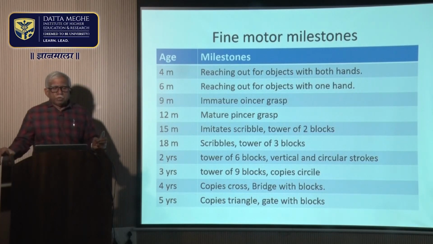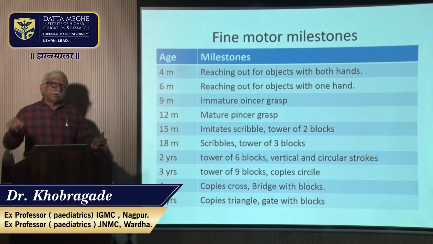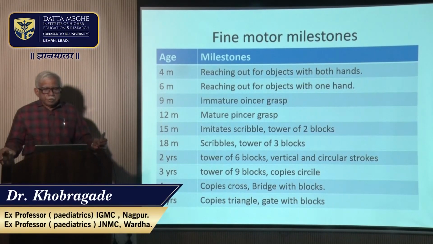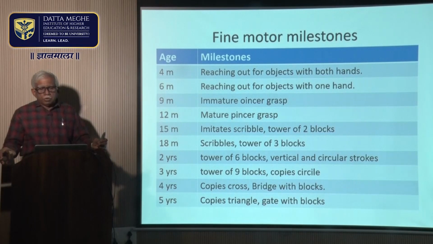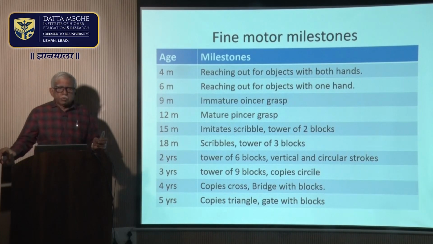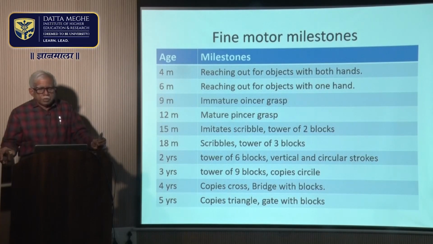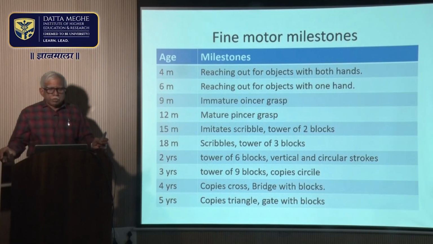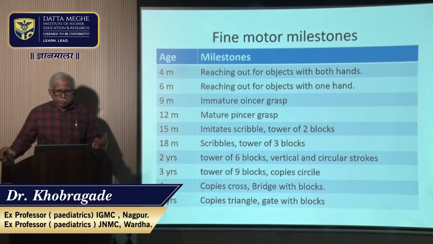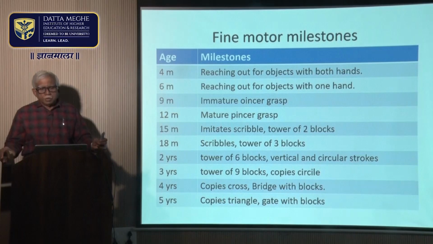Fine motor: at 4 months he reaches for an object with both hands. If somebody offers an object, he will try to catch hold of it. Reaching out for objects with one hand only by 6 months. Immature pincer grasp, it is not a true pincer grasp; by 9 to 10 months of age he gets a pincer grasp. Then by 15 months he imitates a scribble and a tower of 2 blocks. By 18 months he scribbles, tower of 3 blocks, and by 2 years a tower of 6 blocks, and vertical and circular strokes are possible.